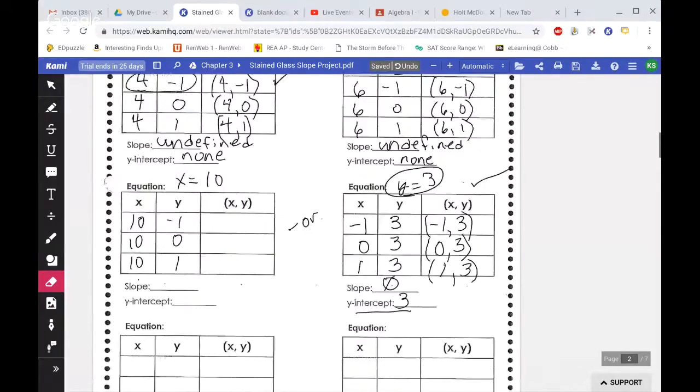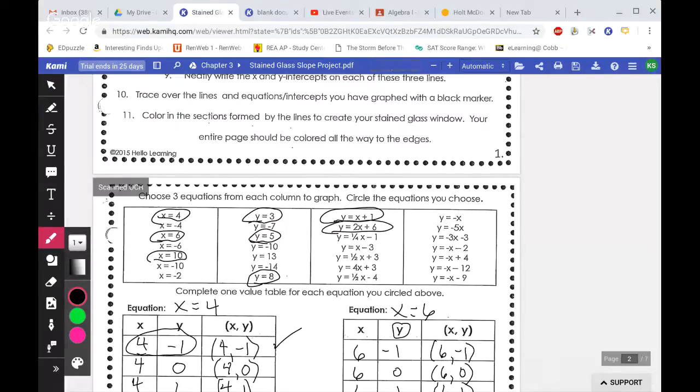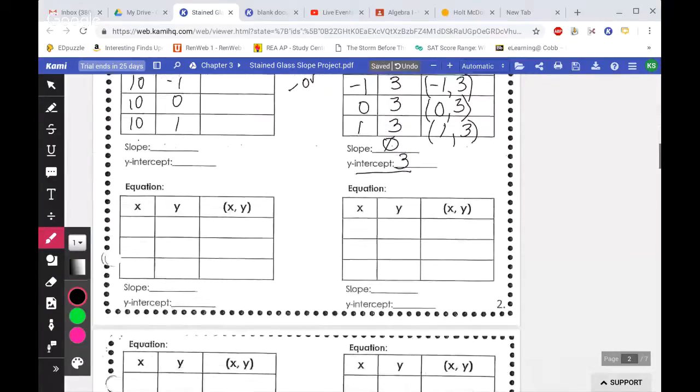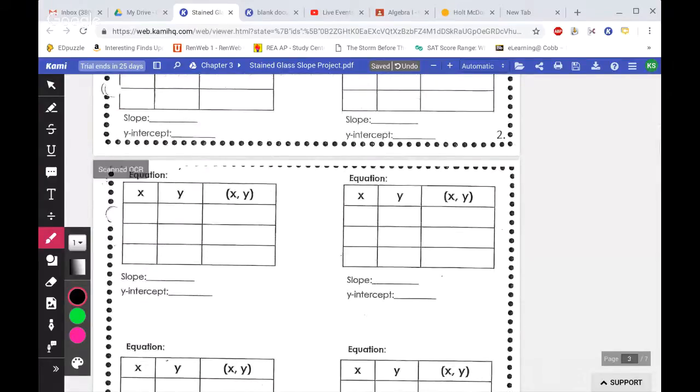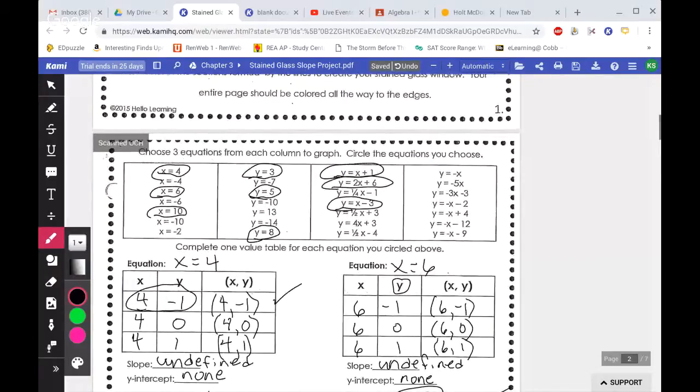Let's move on down. Which ones of these did you pick? Third column: y equals x plus 1, y equals 2x plus 6, and y equals x minus 3. Okay. Y equals x plus 1. Miss Sparks, can you scroll up one more time? Back up to these. Yeah. Okay.